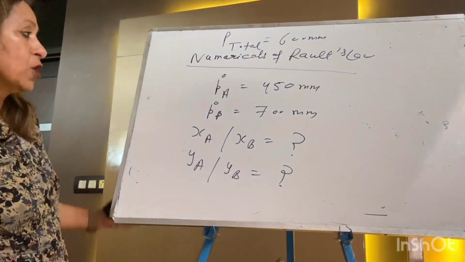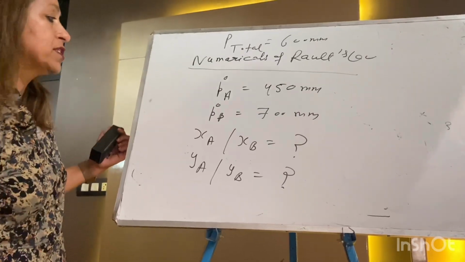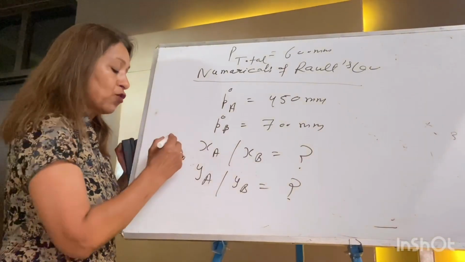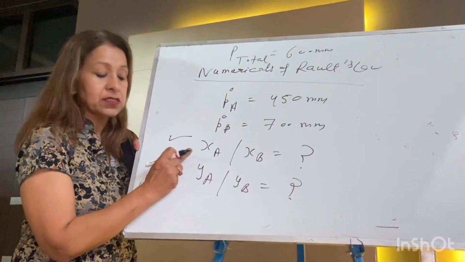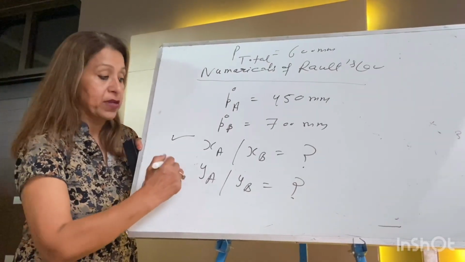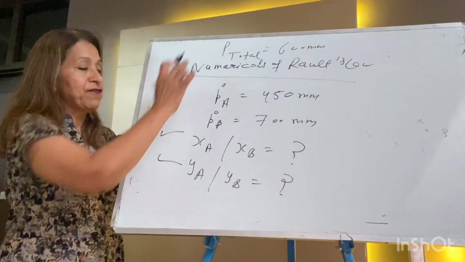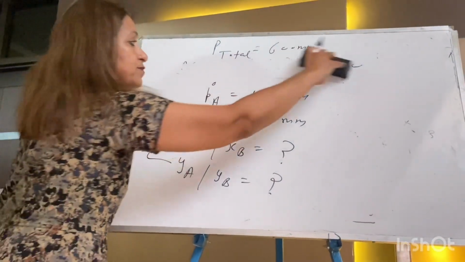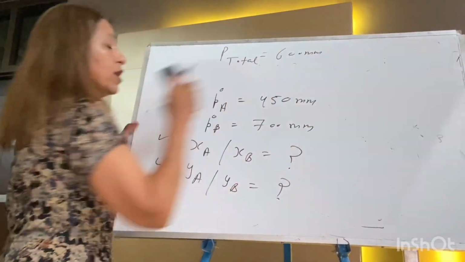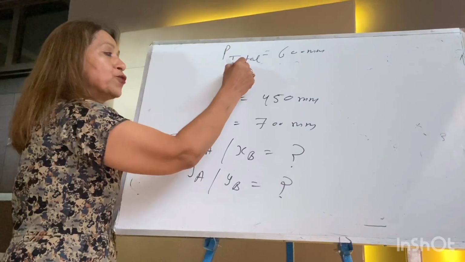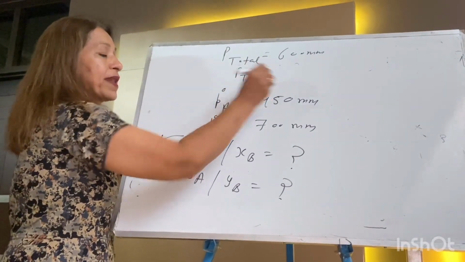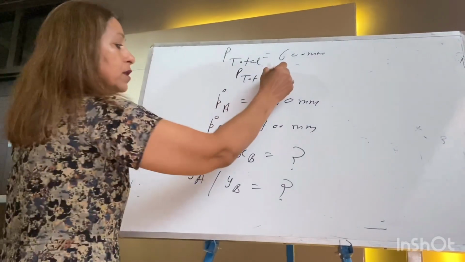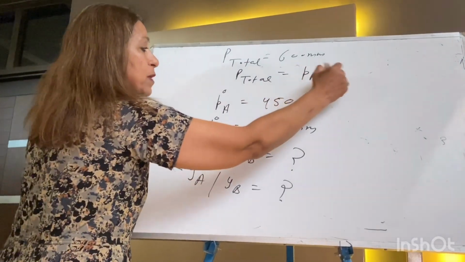Partial pressures of A and B are 450 and 700. You have to calculate the composition in the liquid phase and the composition in the vapor phase. Partial pressures are given, total pressure is given. Let us start by applying Raoult's law. P total, start with the numerical. P total is equal to PA plus PB.